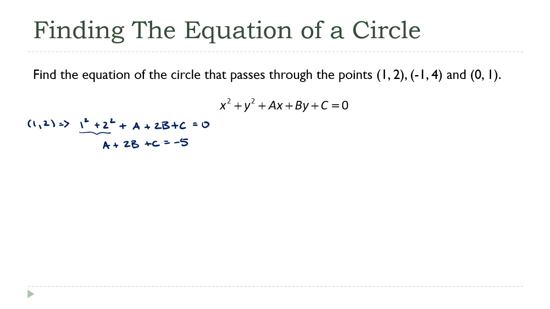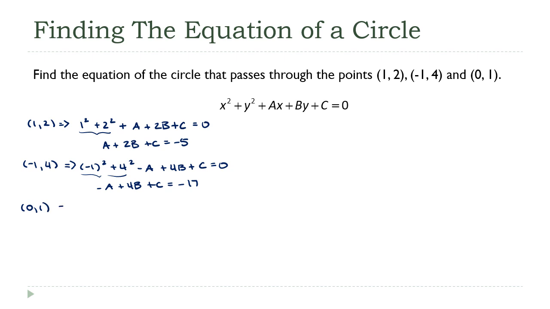All right, now let's do the next point. Negative 1 comma 4. If I put those in here, negative 1 squared plus 4 squared minus a plus 4b plus c equals 0. In this part, that's 17. So negative a plus 4b plus c equals negative 17. And then one more point, 0 comma 1. That gives me 0 squared plus 1 squared. Now, there's no a term here. Plus b plus c equals 0. So that's b plus c equals negative 1.